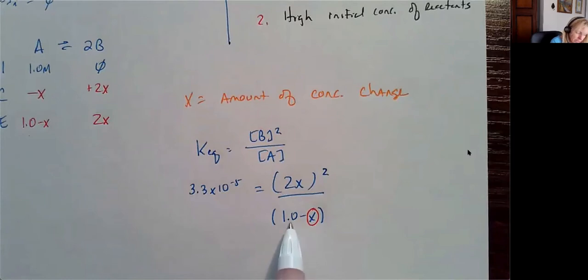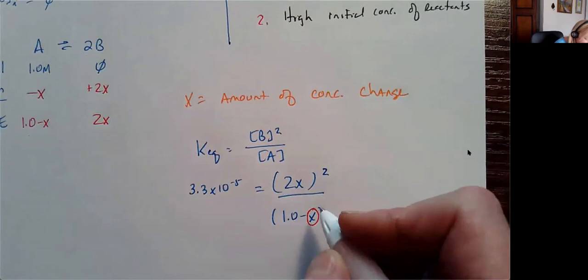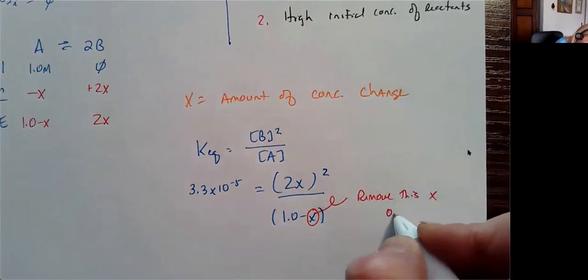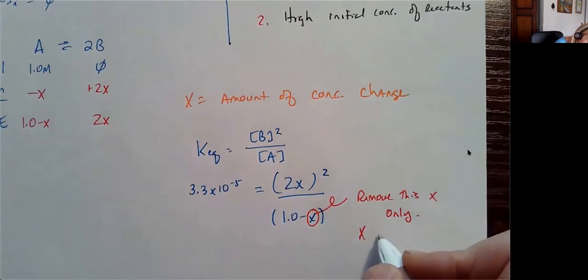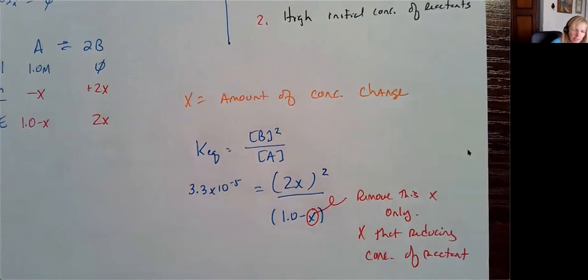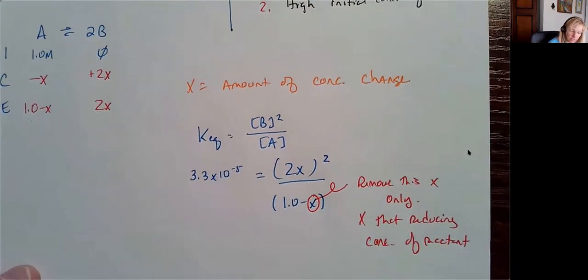So this is not going to change appreciably. This is going to change. So I'm going to leave my X up here. But this just allows me to remove this X only. So this is the X that's reducing the concentration of my reactant. That X I can remove. And when I do that, what you see is that it greatly simplifies this equation.